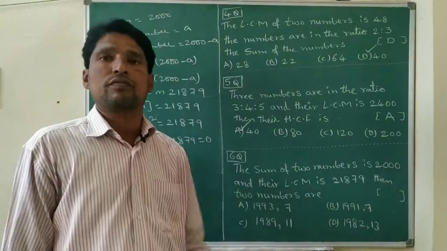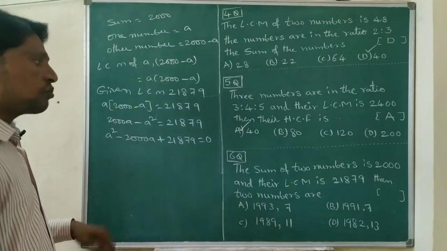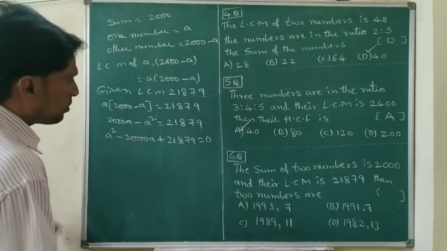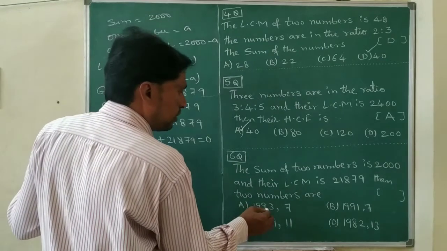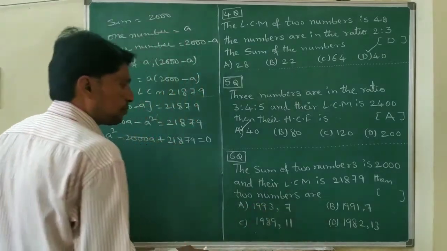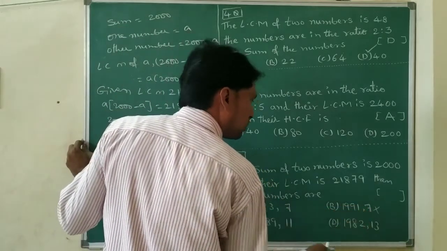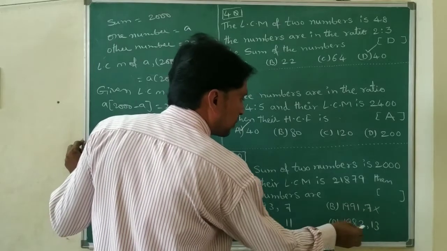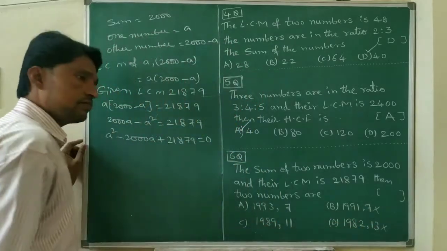For the quadratic one, you have to take the factors. So we need 2000, which means from the options you have to take two numbers. If we add them both, we are getting 2000. If adding both, we are not getting 2000, then you can leave it.